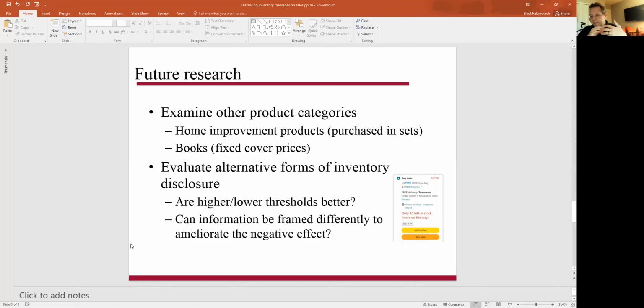Another type of product is books. Books have fixed cover prices. Books have a price that is displayed, printed literally on the book itself. And the idea is to provide consumers an idea of what the value of the product is. That's what's called the list price or the MSRP. And so, by providing that information, consumers have a very good idea of how much value they are getting from a particular discount that the retailer may be offering.